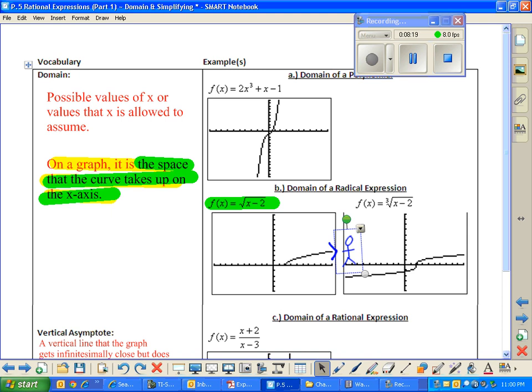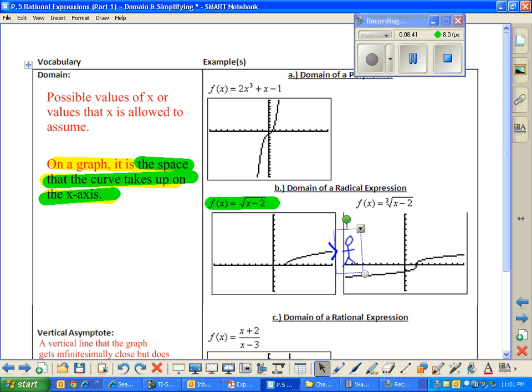If you can't understand the notation throughout today's lesson, at the very least, you could write me a sentence that describes the space that that graph takes up on the x-axis, and that's the expectation. I want you to be able to describe for me the space that the graph takes up on the x-axis, because that is ultimately a description of the graph's domain.